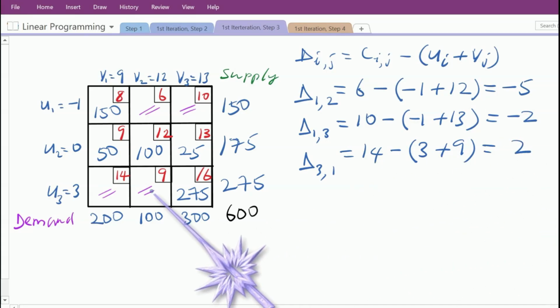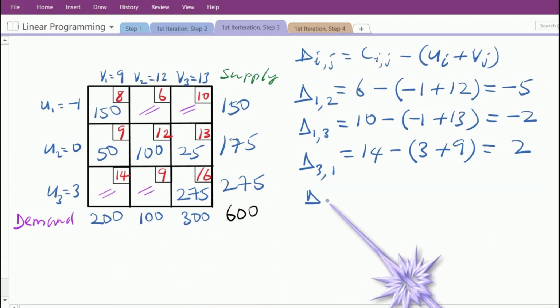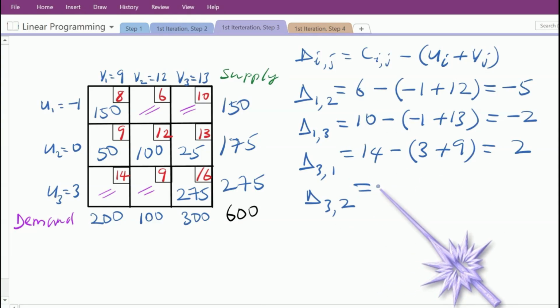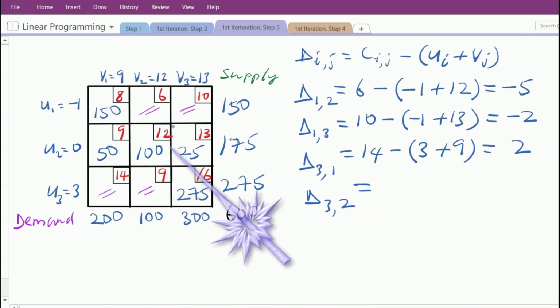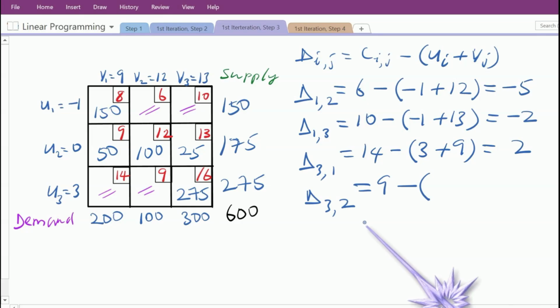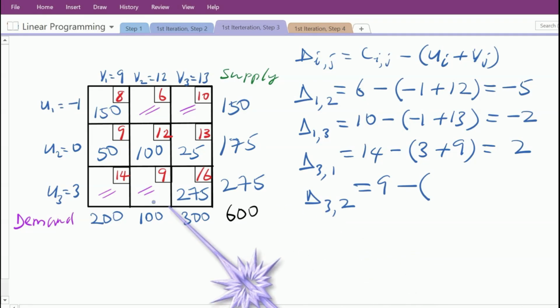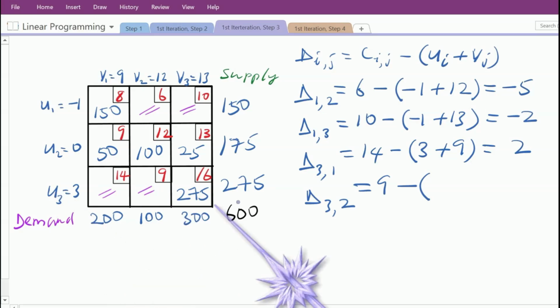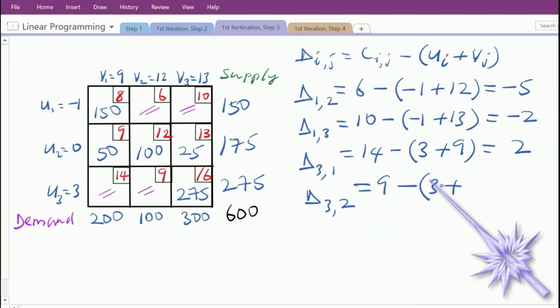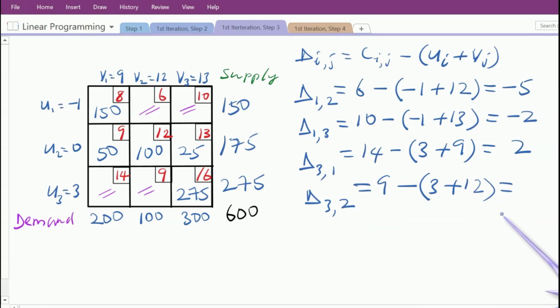And the last one here, delta 3,2. So we have delta 3,2 is equal to Cij, 3,2, which is 9, minus bracket open, U3 there is 3, plus V2, V2 is 12. That will be equal to 3 plus 12 is 15. 9 minus 15, that's minus 6.